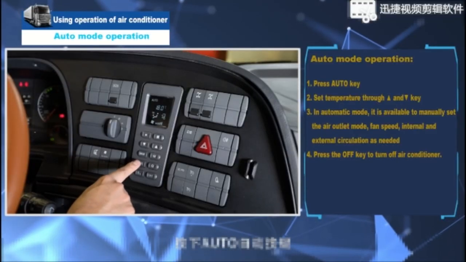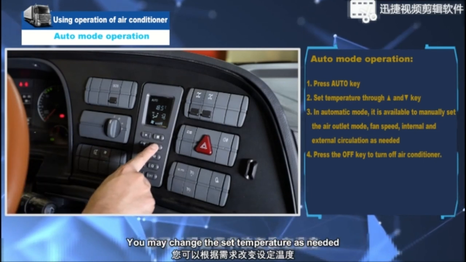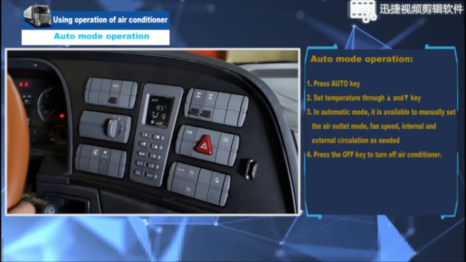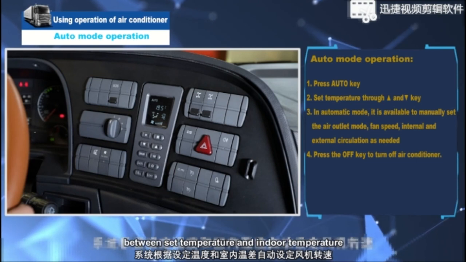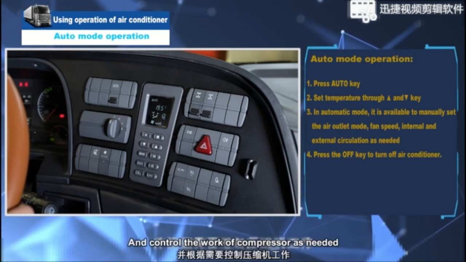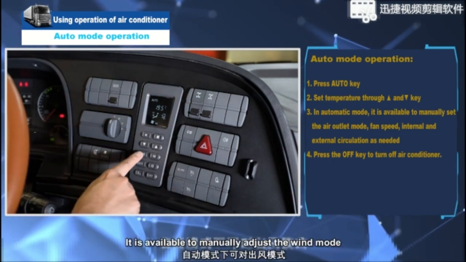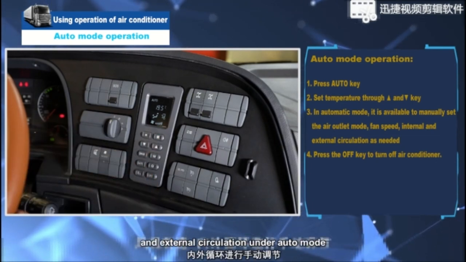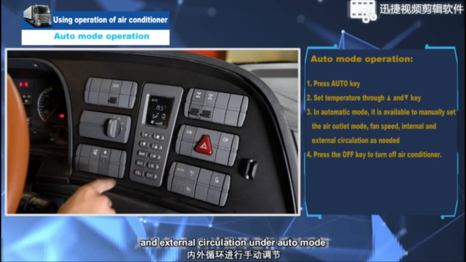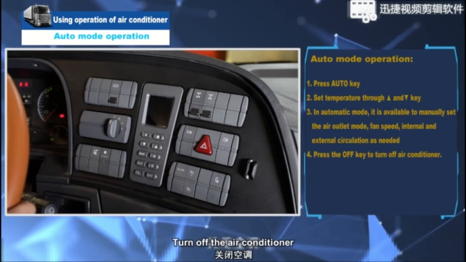Press the auto key. The system enters auto mode. You may change the set temperature as needed. During auto mode, the system sets the fan speed automatically according to the difference between the set temperature and the indoor temperature, and controls the work of the compressor as needed. It is available to manually adjust the wind mode, fan speed, as well as internal and external circulation under auto mode. Press the off key to turn off the air conditioner.